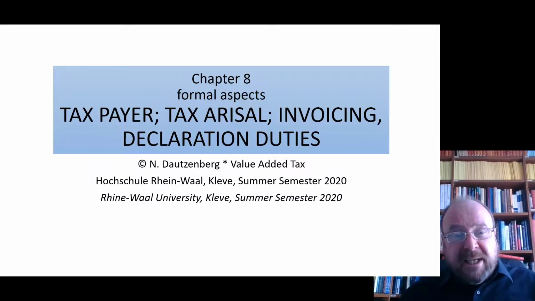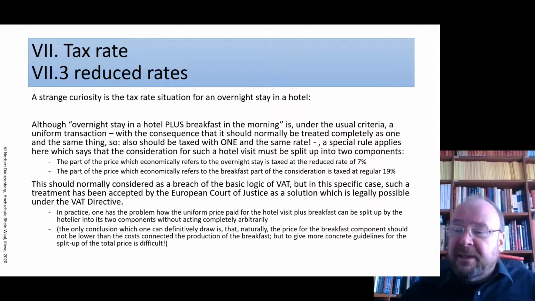The next chapter which has to come is the chapter on all those little small formalities at the end: taxpayer, tax rises, invoicing, declaration duties. So all the little formal stuff at the end will form the object of the next chapter or chapters. And we are coming near to the end of the first part of that whole lecture. Then you have your first overview of everything which goes on in the field of VAT, and then we have to train that a bit.